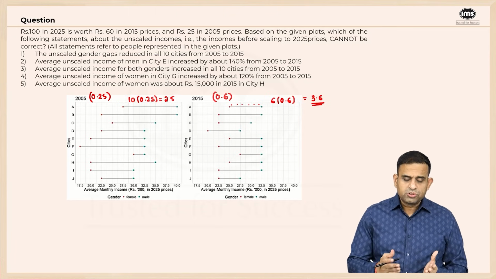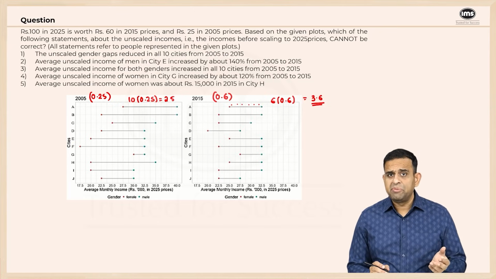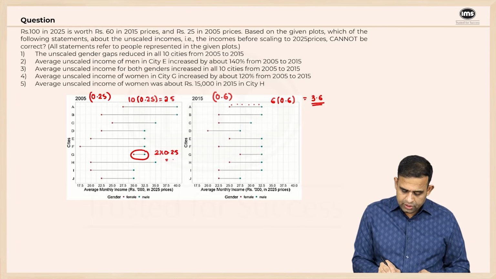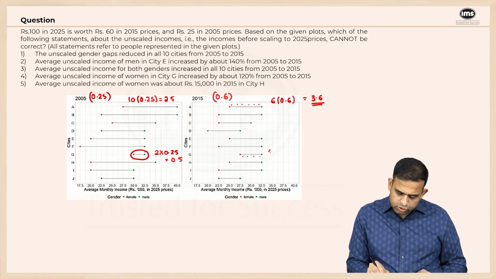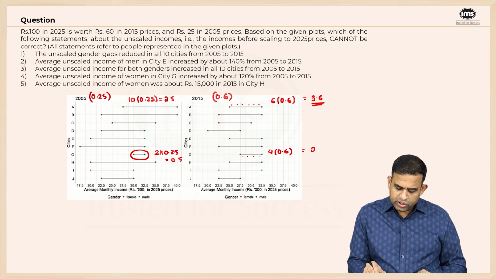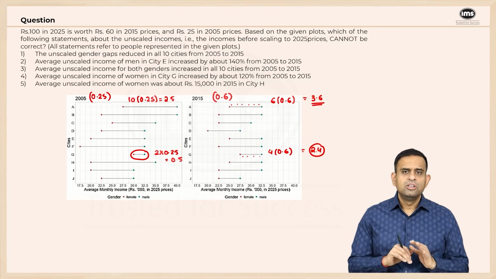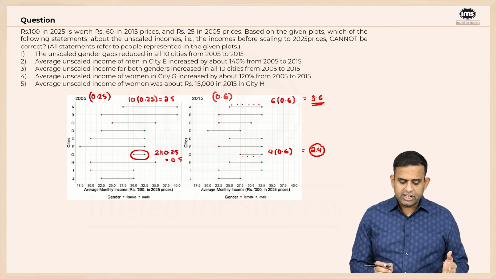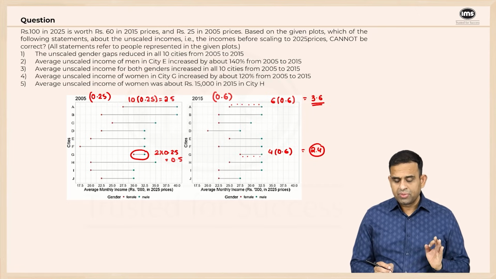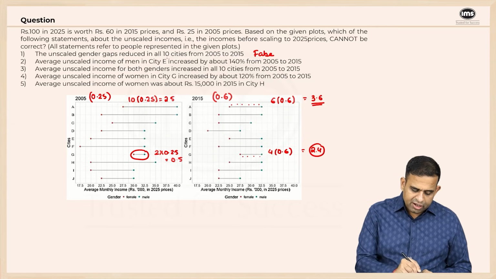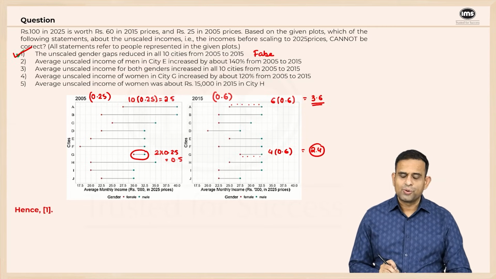But they told you it's going to reduce in all 10 cities, and that basically is a false statement, and hence the answer. One can also check over here, for example, this is 2. 2 into 0.25 is going to be a 0.5. And this city G, 1, 2, 3, 4. So 4 into 0.6 will be equal to 2.4. But definitely it is increasing for city A and city G over here. So if I have a statement like this, the unscaled gender gap reduced in all 10 cities from 2005 to 2015, that's a definitely false statement. And that means option number 1 is the required answer for this particular question.